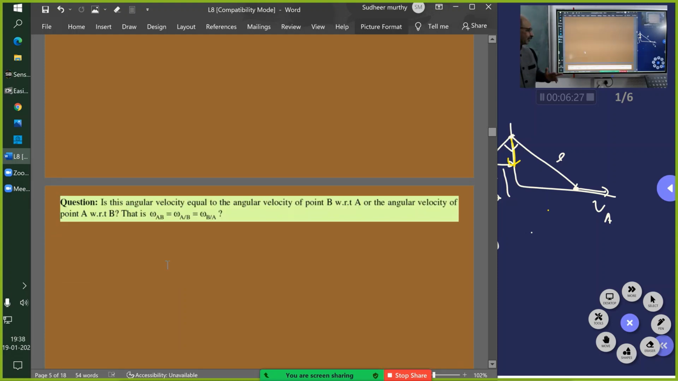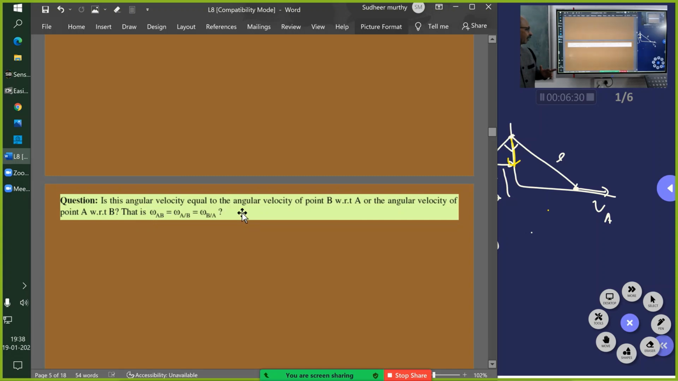Now, is this angular velocity equal to the angular velocity of B with respect to A, or the angular velocity of A with respect to B? That is, omega of A with respect to B is equal to omega of B with respect to A, and this is equal to omega AB, which means the line itself. This line itself is AB. So, is this all equal? We know it is equal.